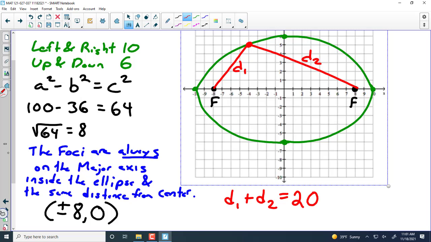It's okay, we're just learning this, so I don't mind that anyone gave a wrong answer. I like that you're trying. But it's the same as the length of the major axis. And does everyone agree that the major axis for this one is 20 units long? That's why it's 20.